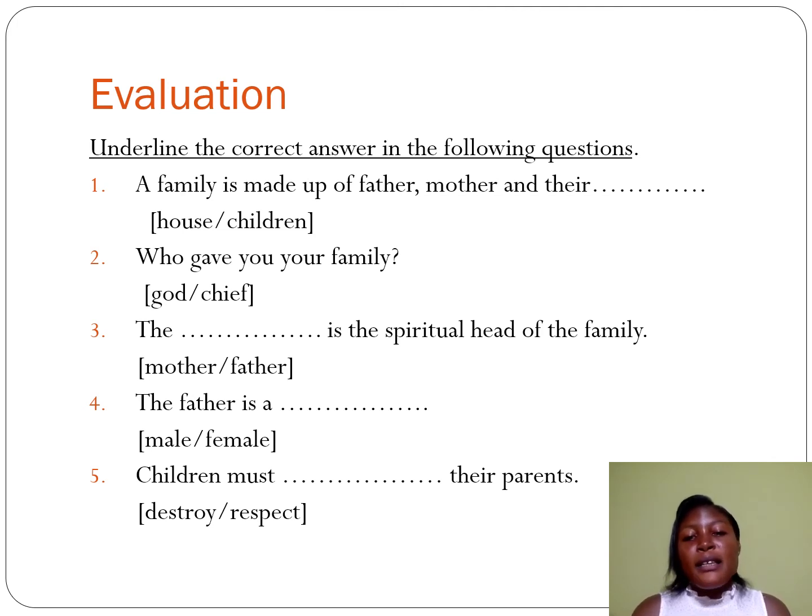Underline the correct answer in the following questions. One. A family is made up of father, mother, and their dash. In brackets we have house or children. So you underline the correct answer.